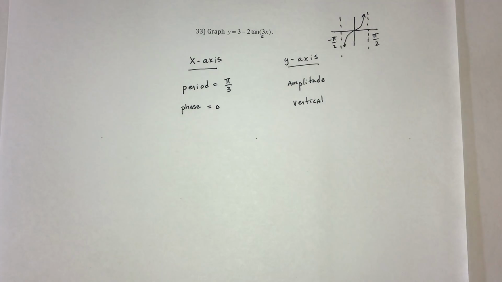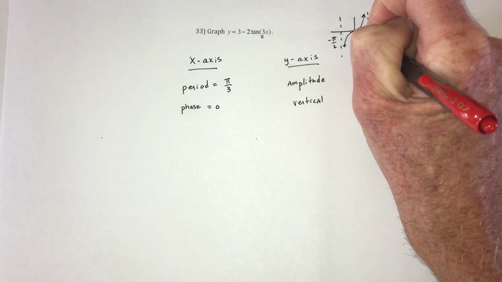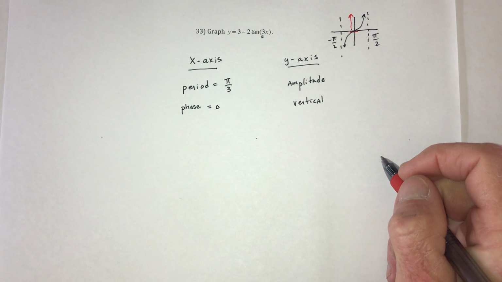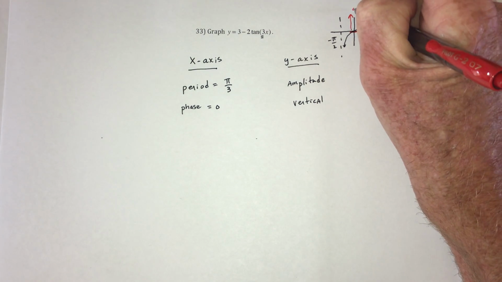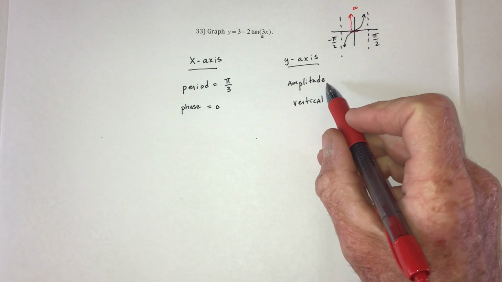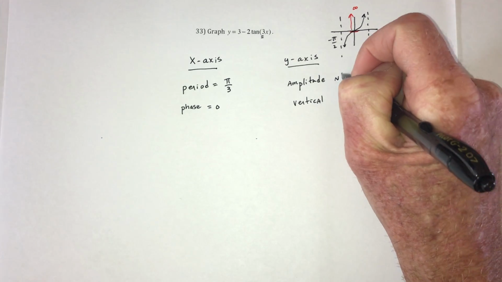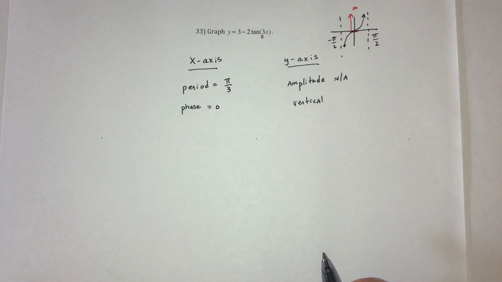Amplitude. Well, amplitude means go from the center of the graph up to the top. And how tall is it? Well, this goes up to infinity. So you could say amplitude is infinity, or you could just say for tangent, it's not applicable.